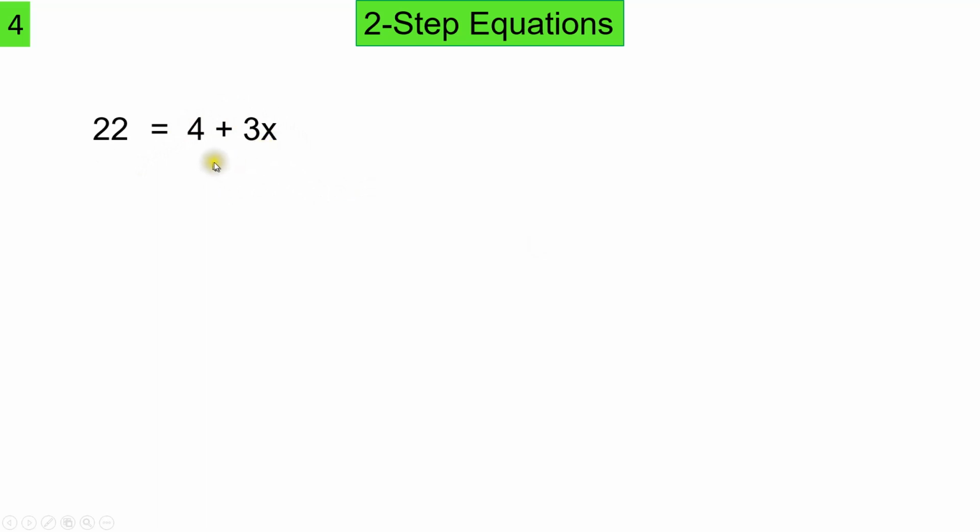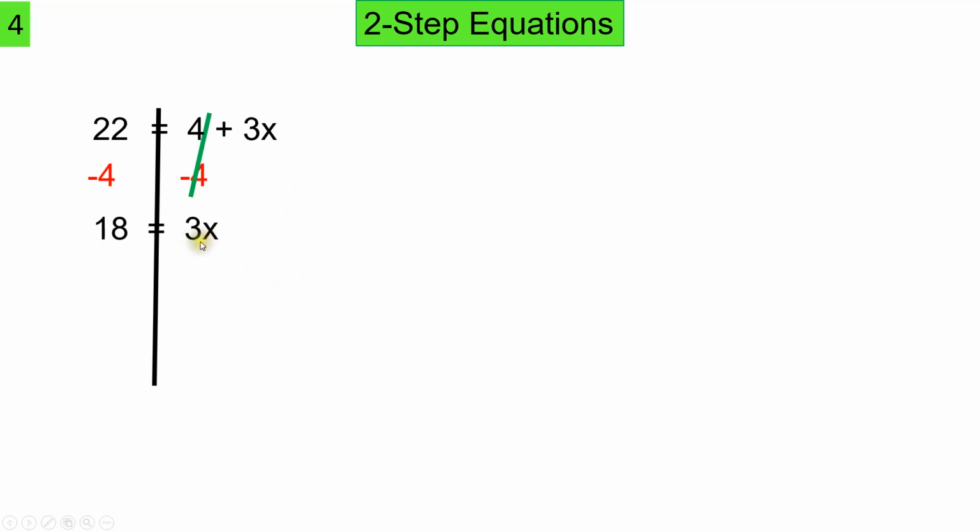Okay, so we're getting rid of the 4 and then the 3, right? Lonely guy, getting rid of him, right? So we subtract 4. He was positive, so we make him negative. Why? So it'll be 0. Okay, this is 18, this is 3x. We just solved this problem.